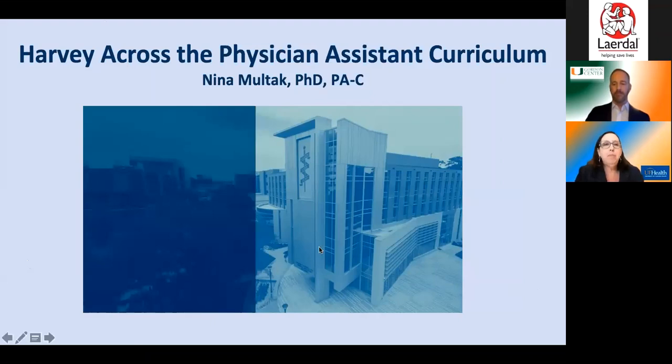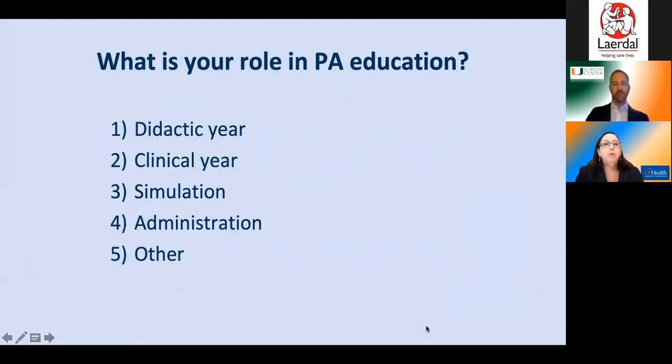As Ross so adeptly mentioned, there are a lot of things to consider when you implement Harvey and simulation-based cardiopulmonary education into your curriculum. But first, I'd like to take a moment for us to do another poll. You see here on the slide the questions of the poll, and the polling question correlates to the number on the slide. So if you would be so kind to take a moment and select what your role is in PA education. Are you involved in the didactic or academic year, the clinical year, simulation-based education, administration, or other? Please enter your responses.